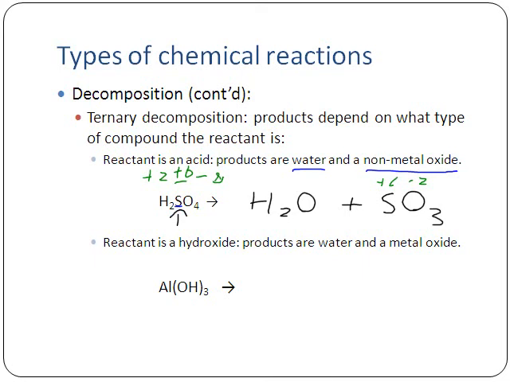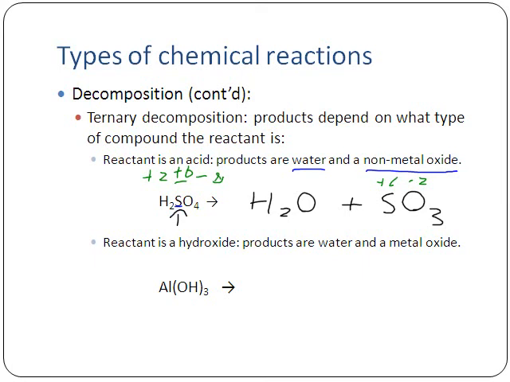And so that's how you figure out what the nonmetal oxide is. Now, once you've got that done, you want to balance. We have 2 hydrogens on the left, 2 hydrogens on the right. We have 1 sulfur on the left, 1 sulfur on the right. We have 4 oxygens on the left, and now 1 plus 3 is 4 oxygens on the right. We don't have to do anything to balance it. H2SO4 yields H2O plus SO3. And so that's how you'd work out an acid decomposition problem.